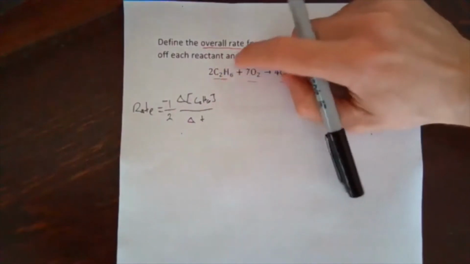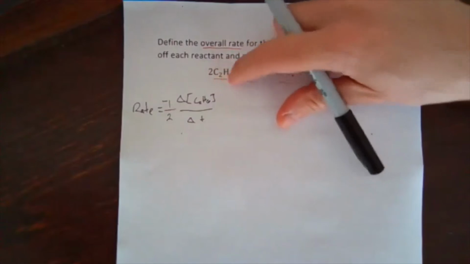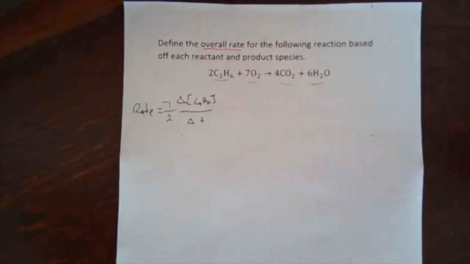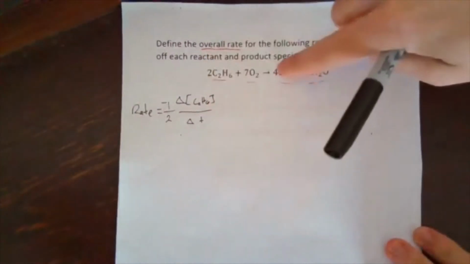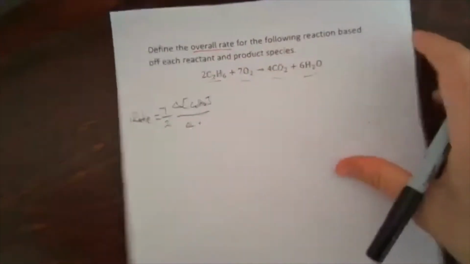Basically, every time the reaction happens, 2 of these react. So the change in that divided by 2 gives me how many times all of these reactants become all of those products, a singular number. So I can define it for that.